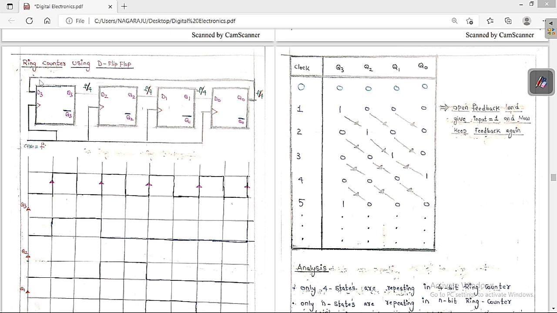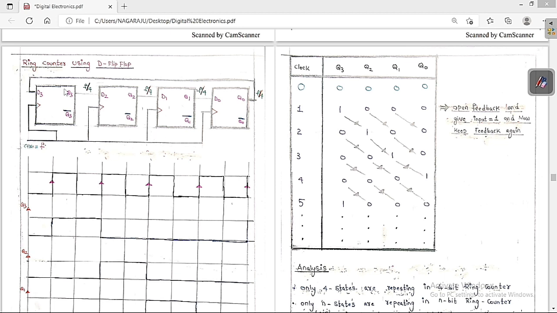So now we are going to learn about the ring counter using the D flip-flop. We are building the ring counter using the D flip-flop, and we are going to study it in detail now. As I already told you regarding the circuit of the ring counter using the D flip-flop, I never told you in a detailed manner. So now I will teach you in a detailed manner.